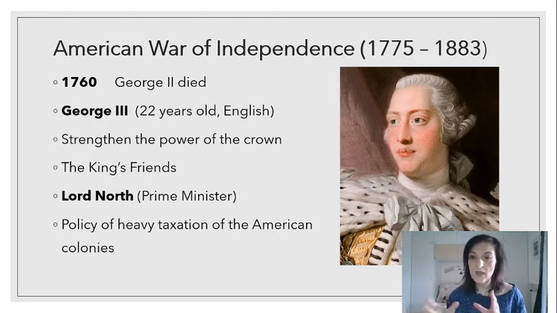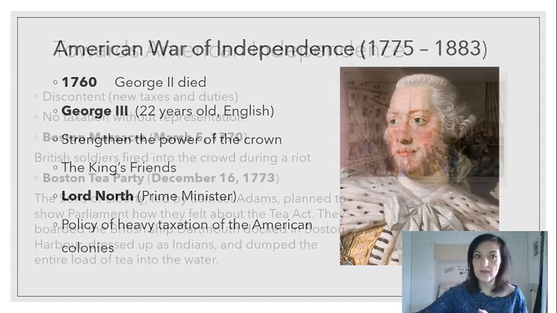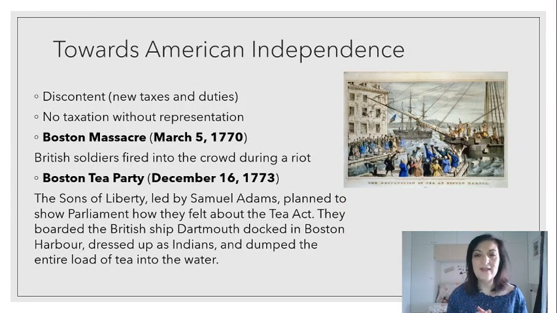So England had 13 colonies in the new continent, and one of the first things which King George III did together with Lord North and his prime minister was to impose new heavy taxes on the American colonies. These taxes were very heavy, and they were on the most used products of the American colonies. So these new taxes created a lot of discontent.